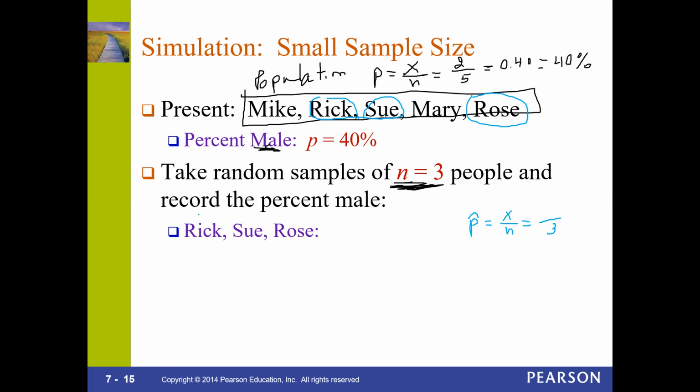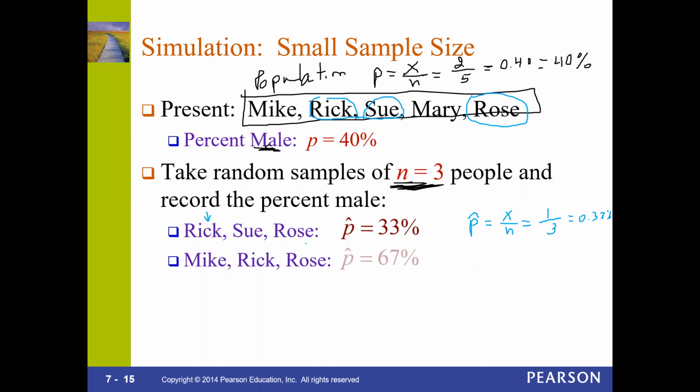But how many males do we have? We only have 1 guy. That's going to be 1/3. Okay, so it gives you 1/3. So what I have here, I got p, which is going to give you 0.32, or 0.33 if you want to round it. Okay, 0.32.